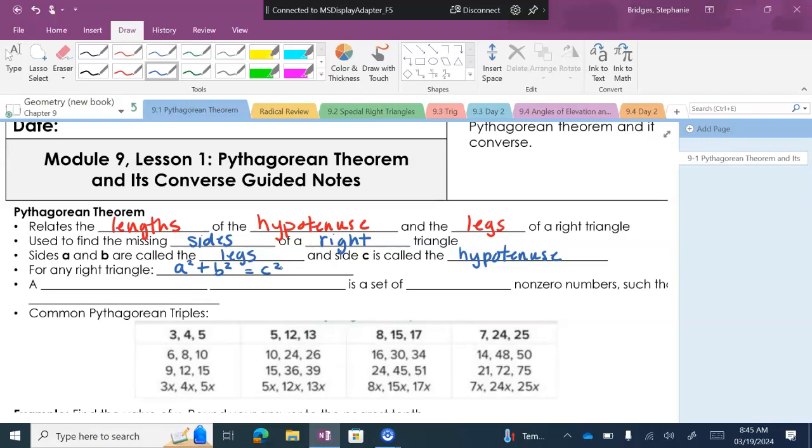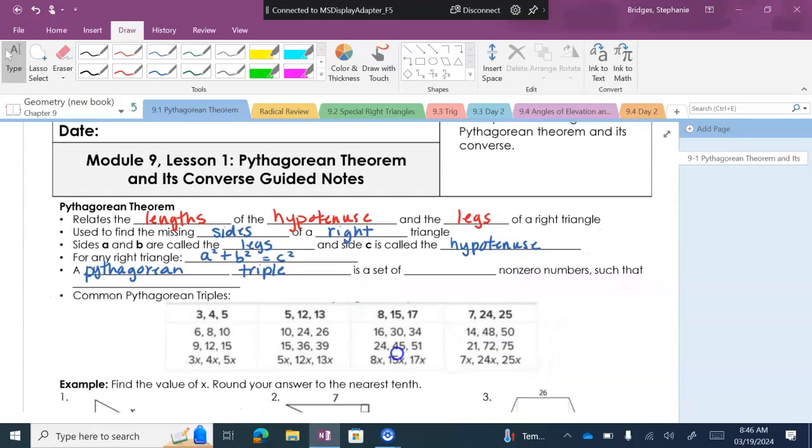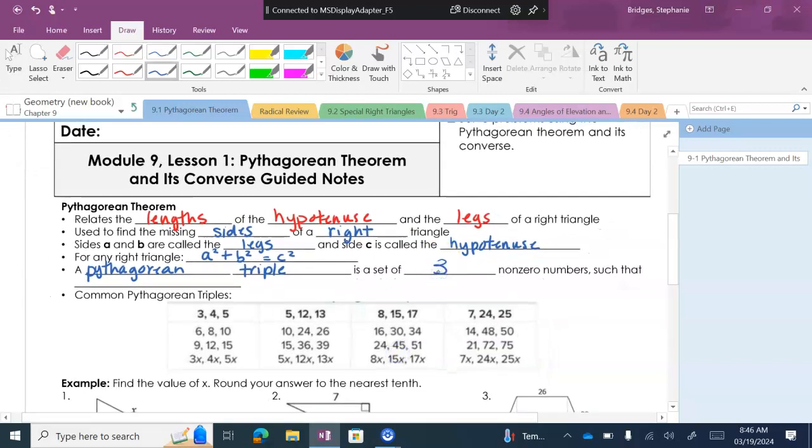Everybody ready? Okay. The next one is a Pythagorean triple, is what we're going to call it, okay? A Pythagorean triple. You don't have to remember how to spell any of this. Pythagorean triple. How many sides are in a triangle? 3. So what is triple relates to 3, right? A Pythagorean triple is a set of 3, hence the word triple, non-zero numbers such that a squared plus b squared equals c squared.